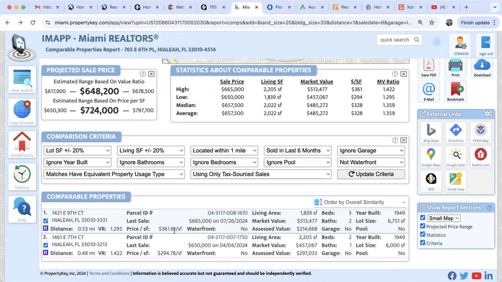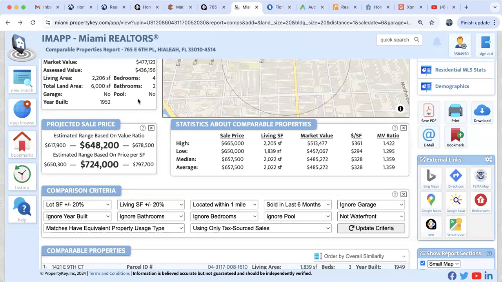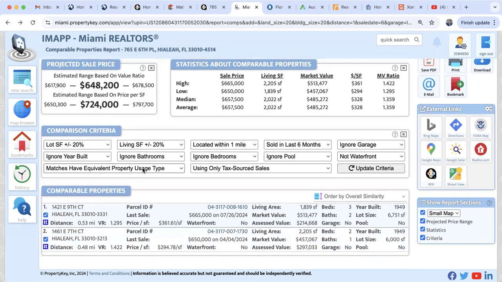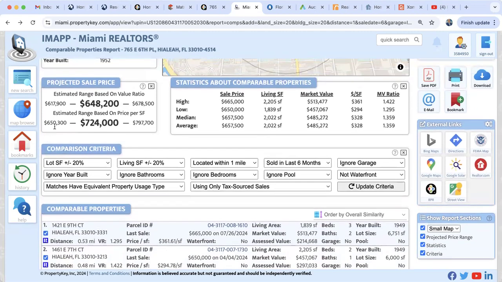Well, guess what? $361 a square foot times my 2,206 square feet gives me a price of $797,000. And then $294 a square foot times the subject property gives me a price of $650,000. The average between both gives me $724,000. So let's just use $724,000 as our potential sales price.